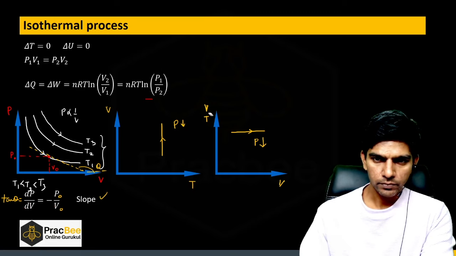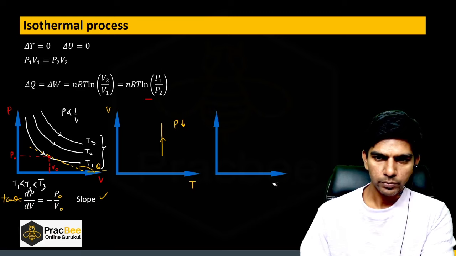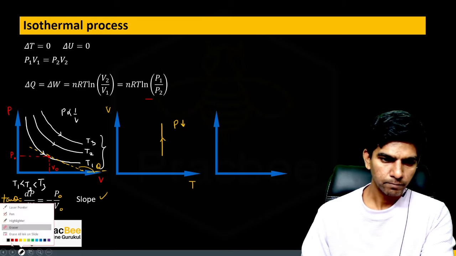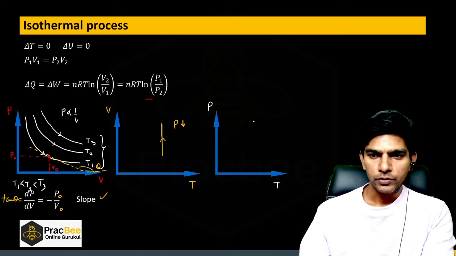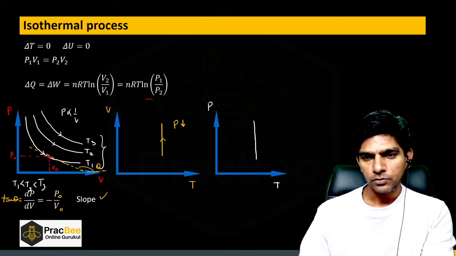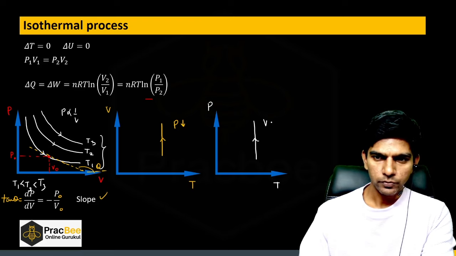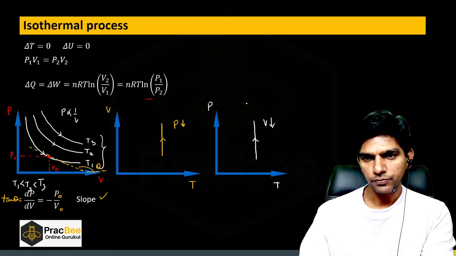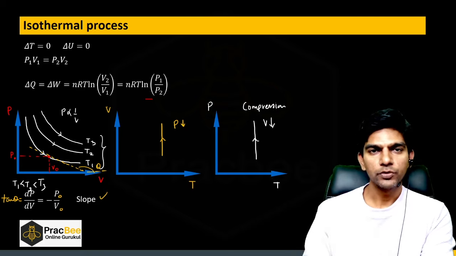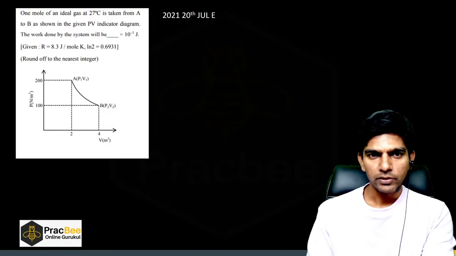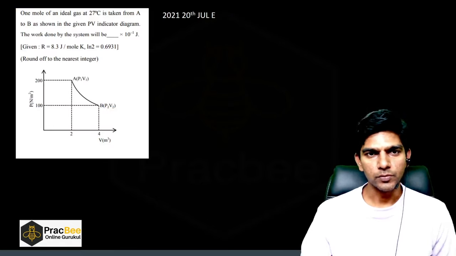Let me plot the graph between pressure and temperature. It will be something like this. As the pressure increases, volume will decrease. So we can say it is a graph of compression. These are the concepts you have to remember for the isothermal process. Now let us see some illustrations based on the isothermal process.